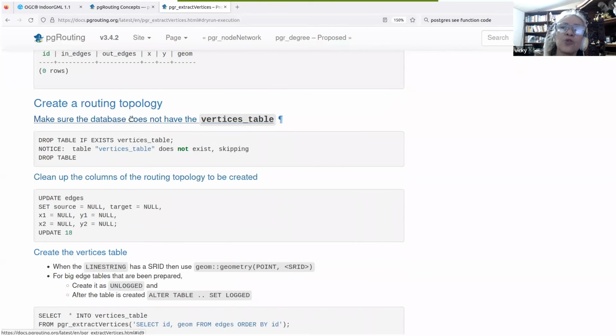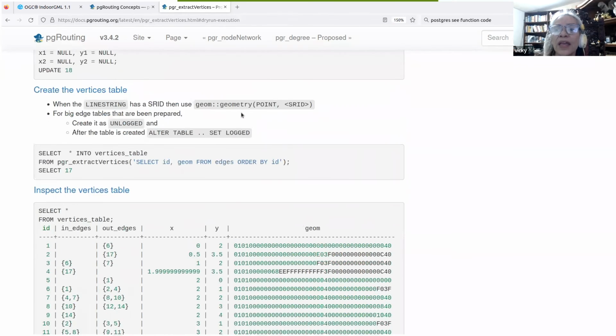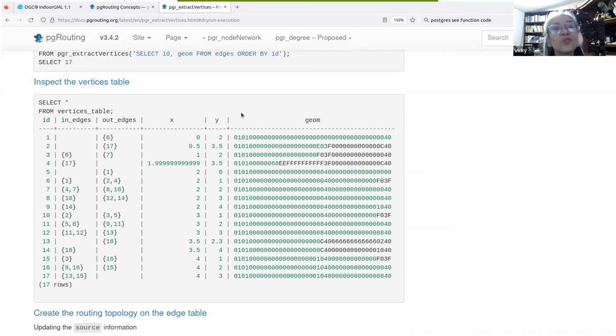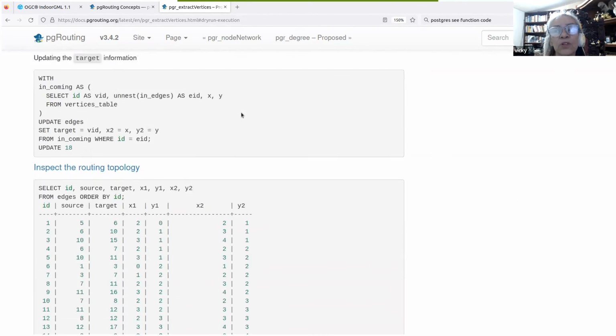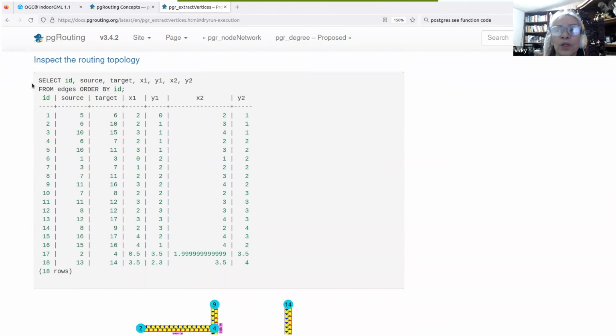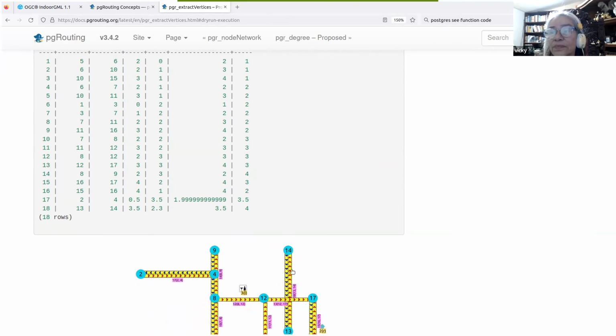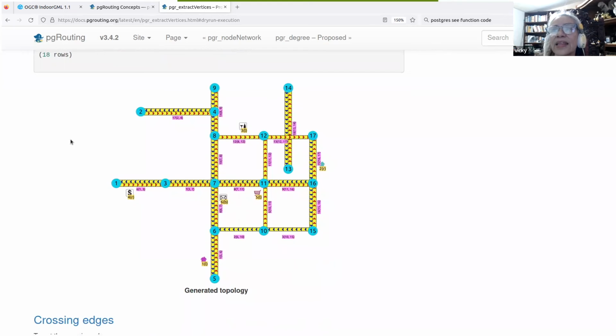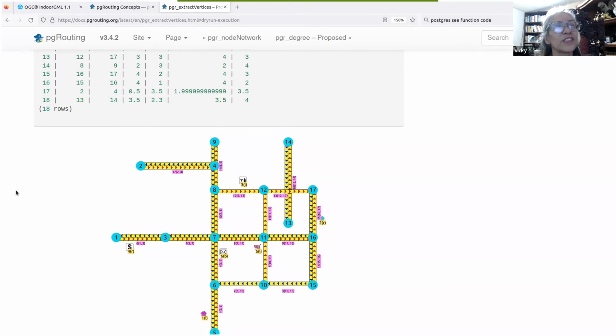And you can use it to create a routing topology. This documentation has the way on how to create a routing topology. It involves many steps, and the routing topology generated using this example on the database in the manual will create this topology. Okay, so I think it's all the time. Questions?